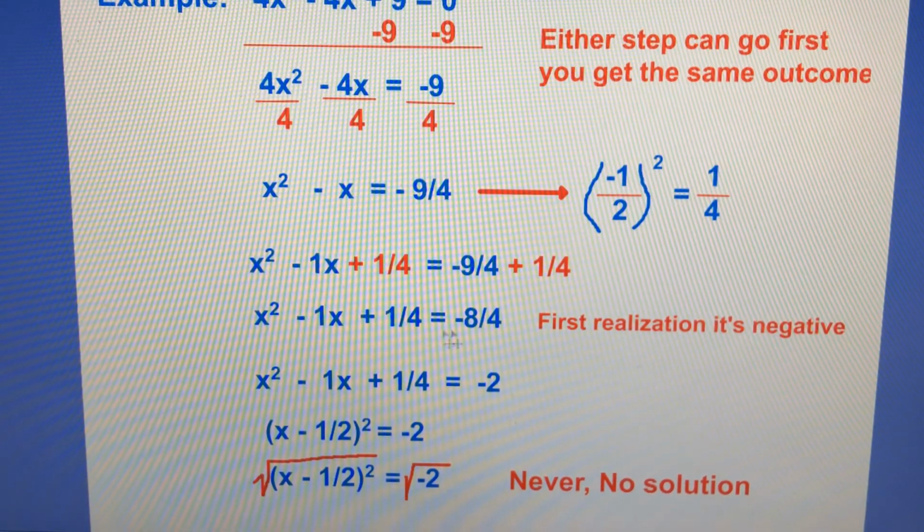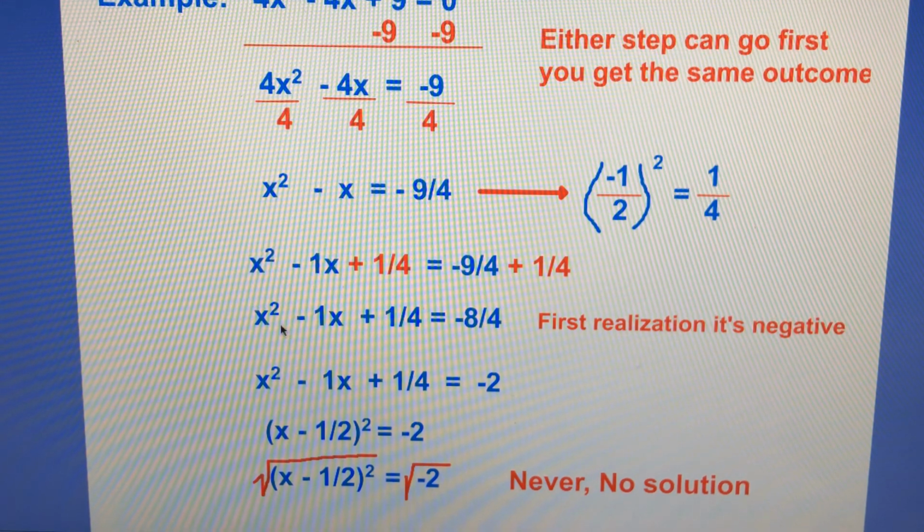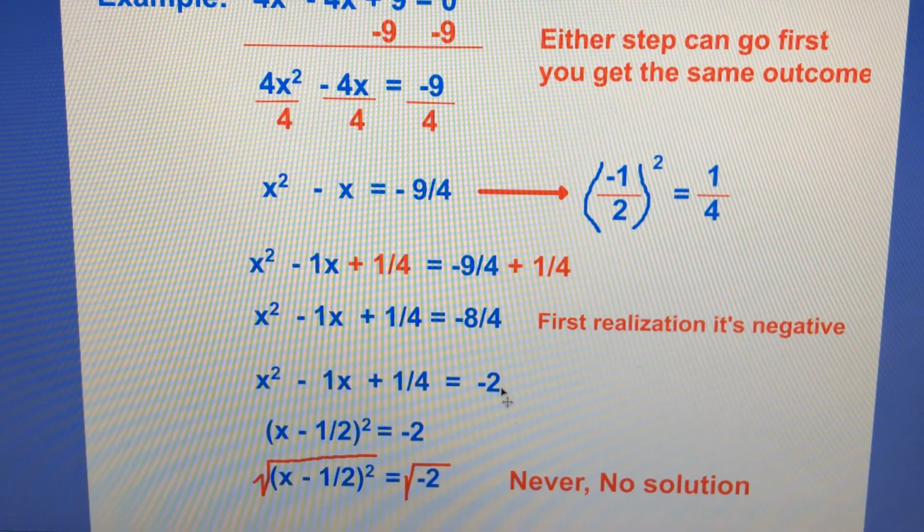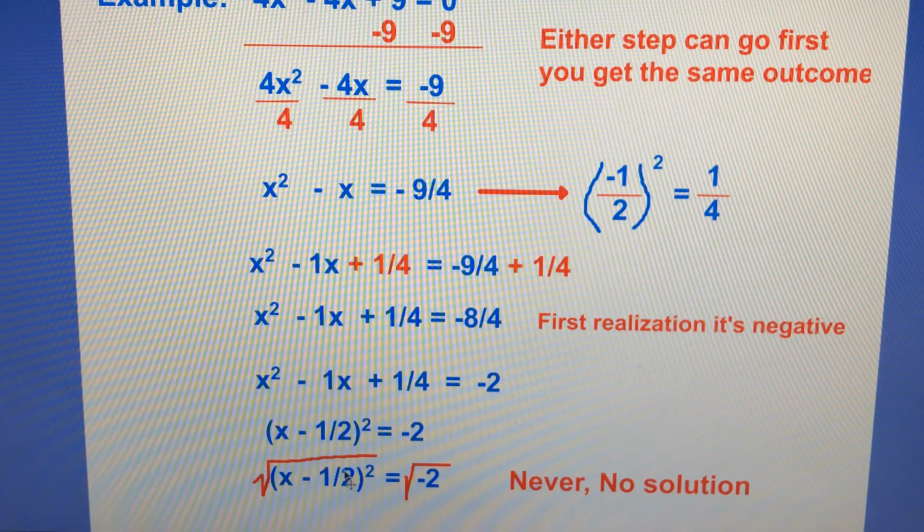Add 1/4 to both sides. I now have my perfect trinomial, which is x minus 1/2 squared. Negative 8/4 reduces to negative 2. Take the square root of both sides.